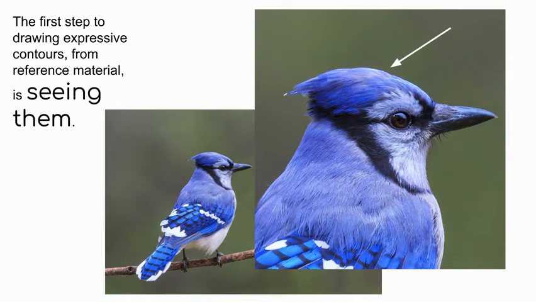So much of art involves seeing. So when drawing from representational sources, or even drawing from memory, in order to draw expressive contours, first as artists, we have to recognize them, which means that we have to look at the world with an artist's eye. Look at those expressive contours along the crown of the blue jay.